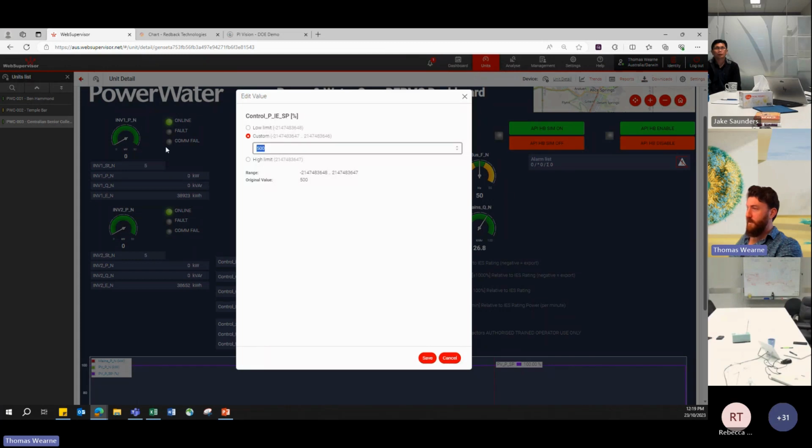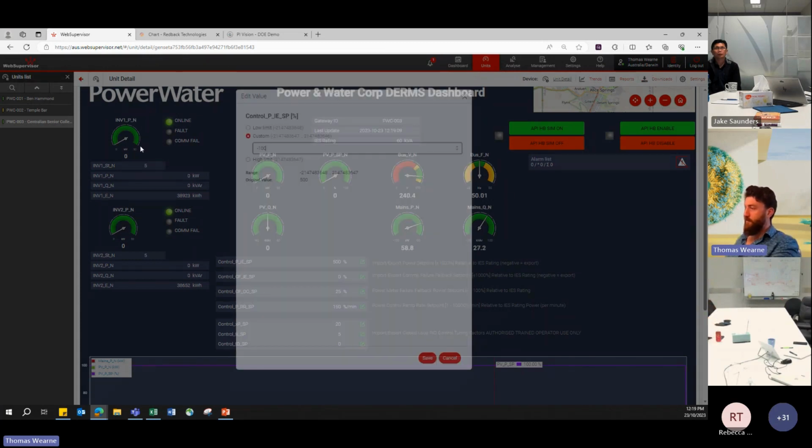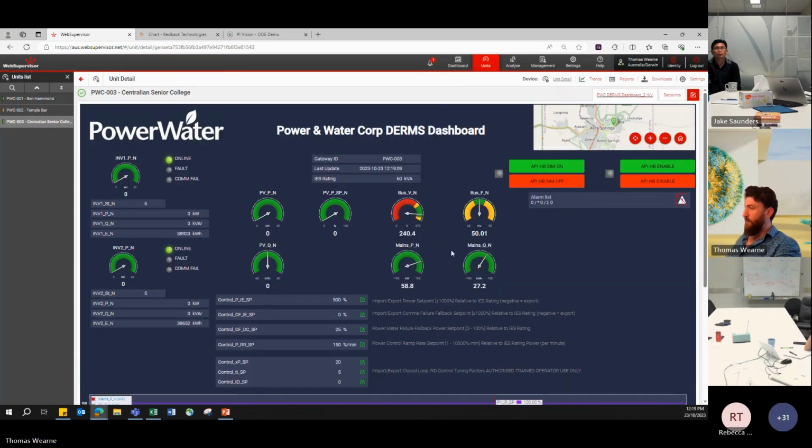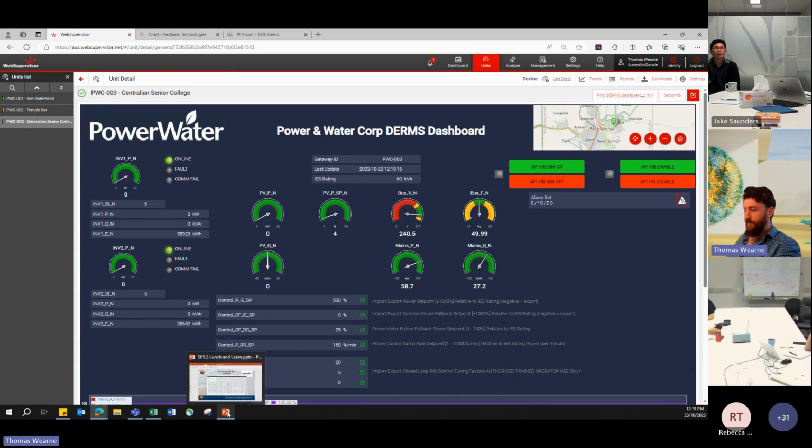I'll get the site exporting again because I always prefer solar export to happen. And we can have a look at this in more detail a bit later on if people want to ask any questions about it.